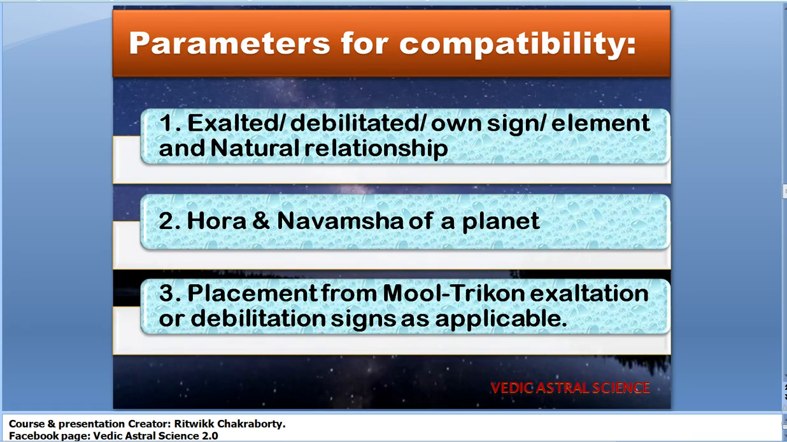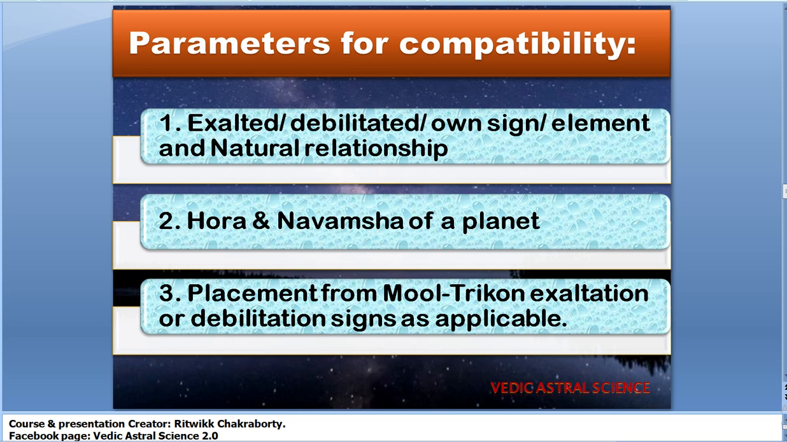First thing which we will check is whether the planet is in exalted, debilitated or in own sign. Then we see the elementary match between the tattva or element of the planet with the tattva or element of the Rasi, which is earth element in this case, because we are studying about Taurus. And we will also look at the natural relationship or Naisargika Sambandha between the planet and the sign lord, which is Venus in this case.